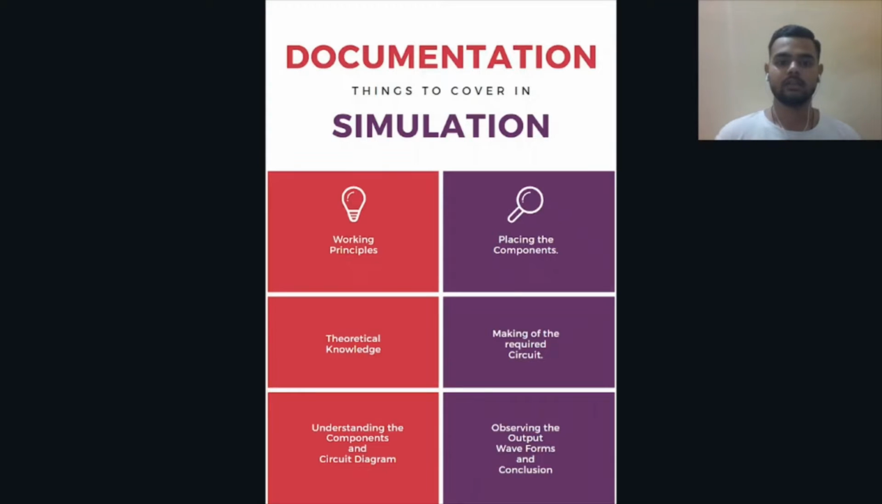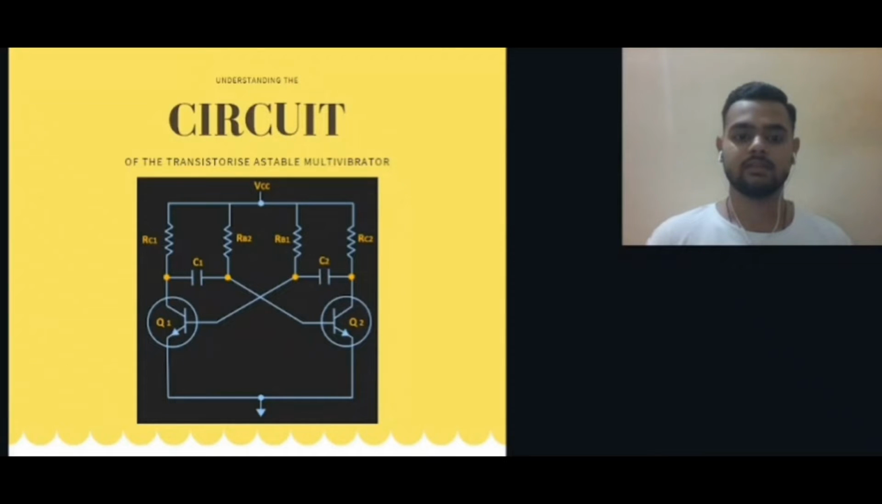So, in this documentation, we will cover the working principle, the theoretical knowledge, and understanding components and circuit diagram, while in simulation, we will see the placing of the component, making of the required circuit, and observing the output waveform and conclusion. So, very firstly we have to learn the circuit arrangement and placing of the component.